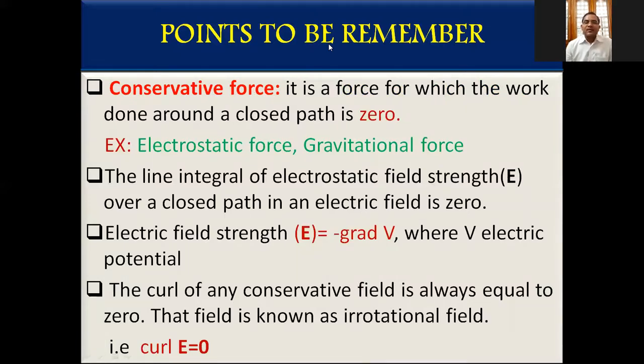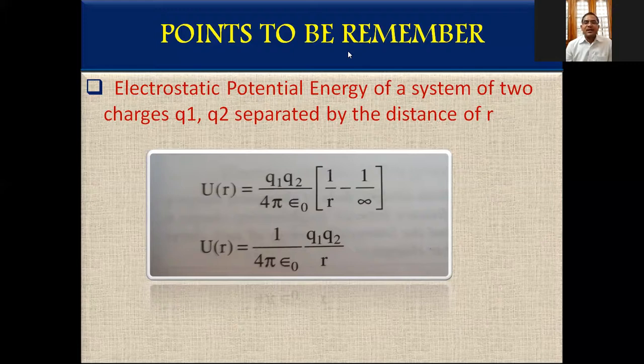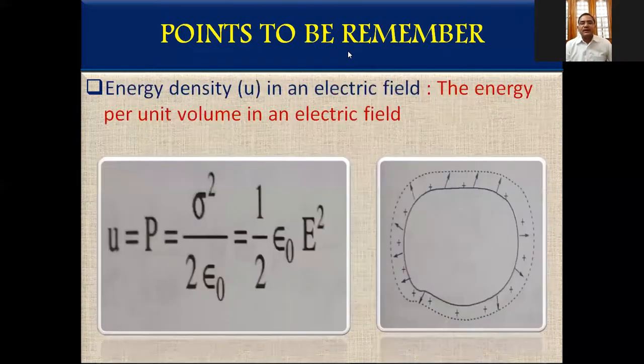For a conservative field, the curl must be equal to 0. Therefore, that field is called an irrotational field. Since the curl of that conservative field equals 0, that is curl E bar equals 0, or del bar cross E bar equals 0. Now the electrostatic potential energy of a system of two charges Q1, Q2 separated by a distance r: to calculate the potential energy of the system, U of r equals 1 by 4 pi epsilon naught Q1 Q2 by r.